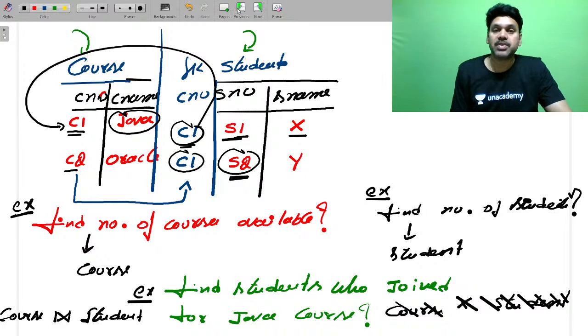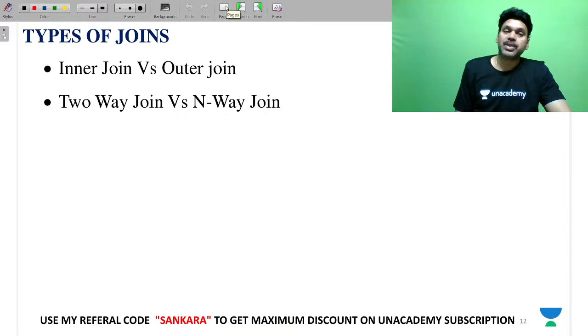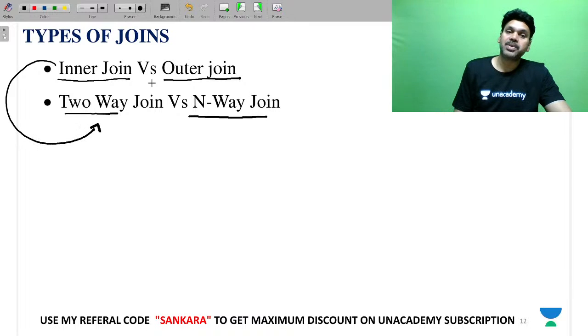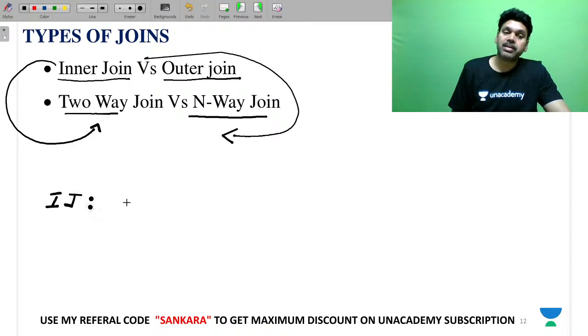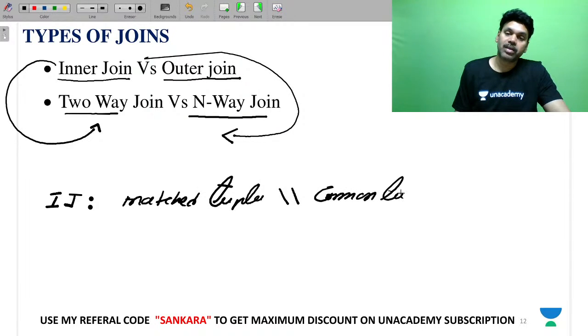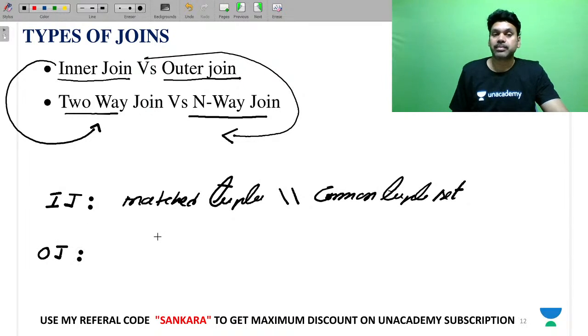Now, what are the different kinds of joins available? The first is inner join versus outer join. The other category is two-way join and n-way joins. That means you can apply these in a two-way and these in n-way also. So what is inner join and what is outer join? When you talk about inner join, it is matched tuples, which is nothing but common. It's a common tuple set, like an intersection. And when I'm talking about outer join, it is going to give you matched tuples plus spurious tuples.